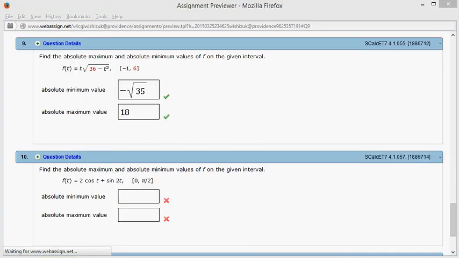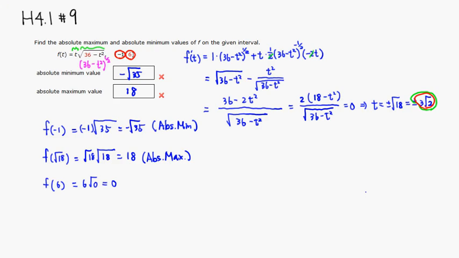I came back and it looks like we got these correctly. That's it. I hope that this was clear.